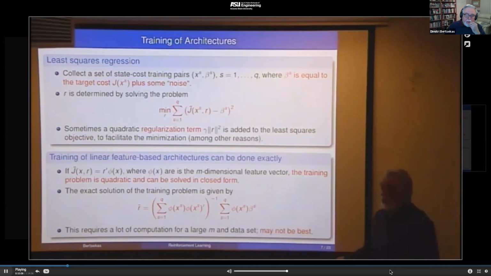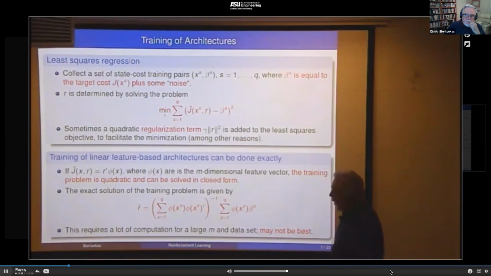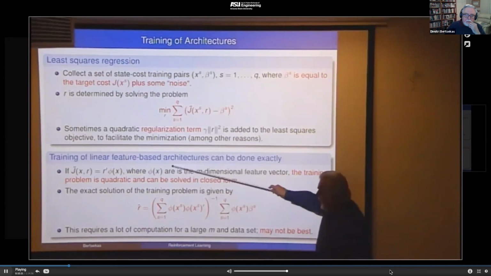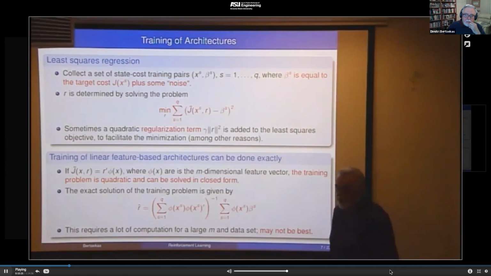Where is the computation here that bothers us potentially? The inverse. The inverse bothers us. When does it bother us? If we have a high dimensional matrix here, lots of features, let's say 10,000 features, and this becomes a 10,000 by 10,000 matrix. That's a significant inversion. What else bothers us?